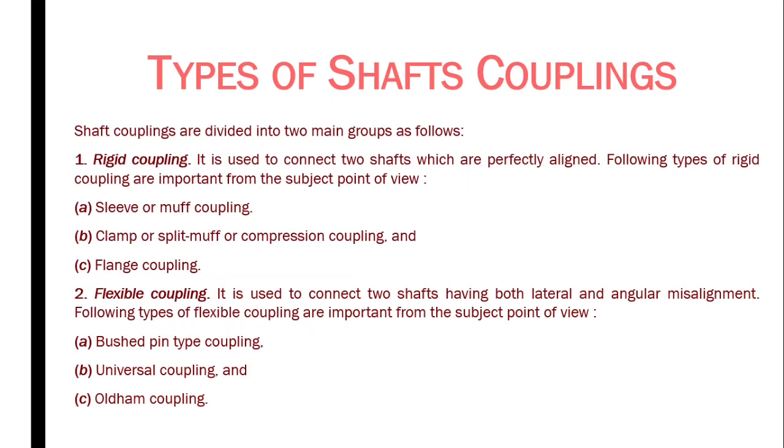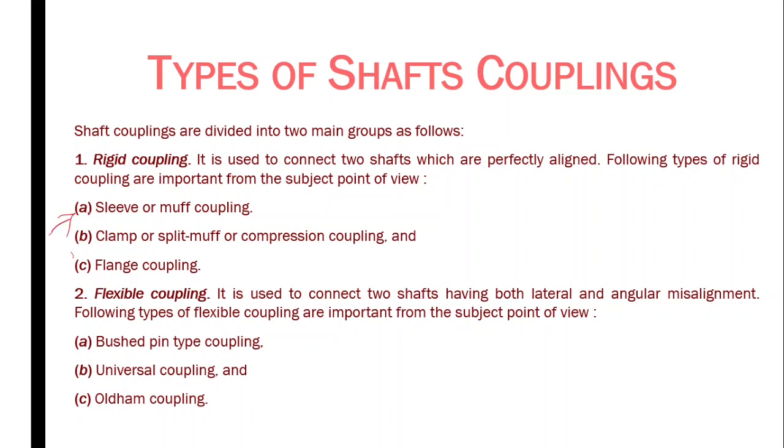Now, types of shaft couplings. There are two categories of shaft couplings. First one, rigid coupling. Second one, flexible coupling. The first category is again subdivided into two or three different types of rigid couplings.